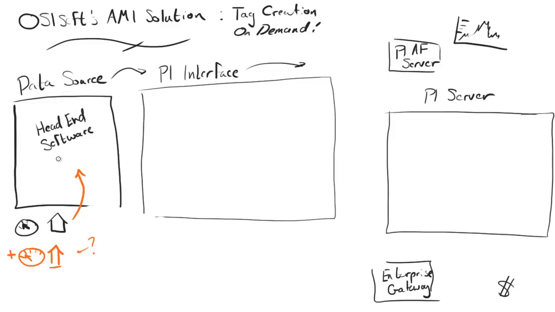So we have the head-end software. That's the stuff that will notice that there's a new meter and interact with it and collect data from it. And then on the far side we have the PI server software.